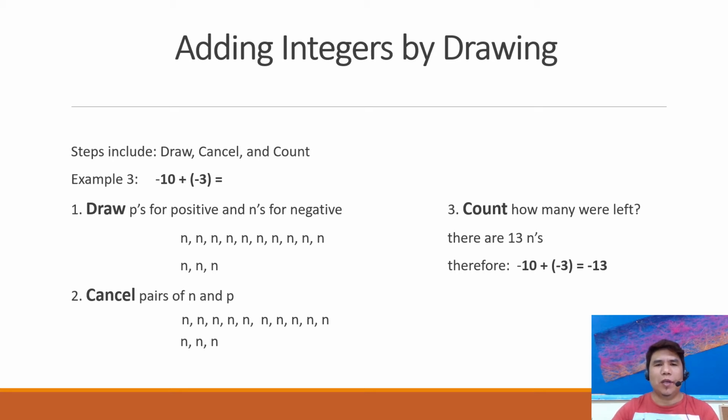And then after that, you cancel pair of N and P. But as you notice, there's none, alright? There's no such N and P pairing. So you directly count how many N's were there. Alright? How many N's were there? So as you count, there are 13 N's. So that would be your answer. Negative 13, meaning there are 13 N's or 13 negatives. So negative 10 plus negative 3 is negative 13.